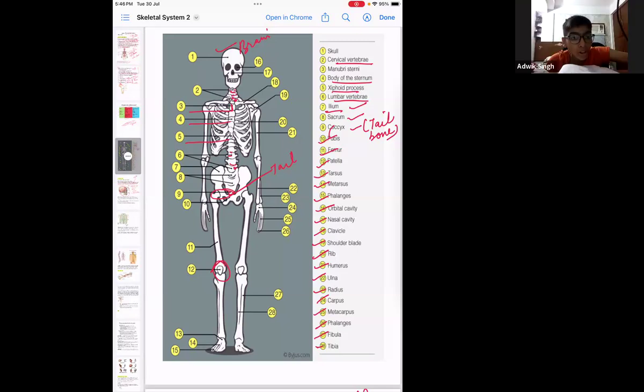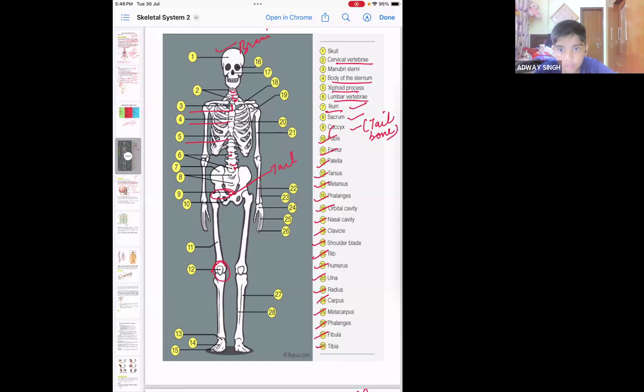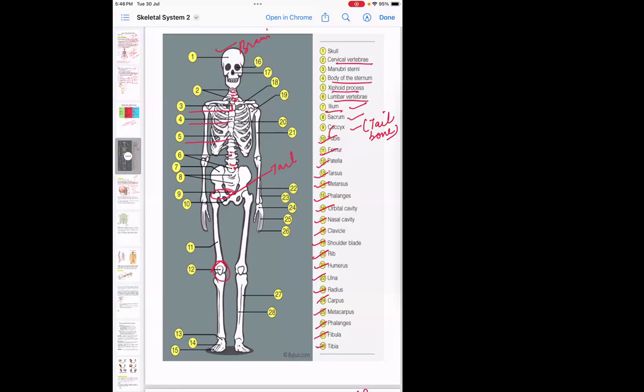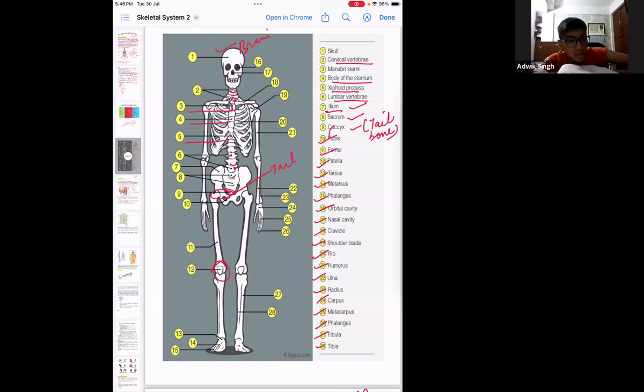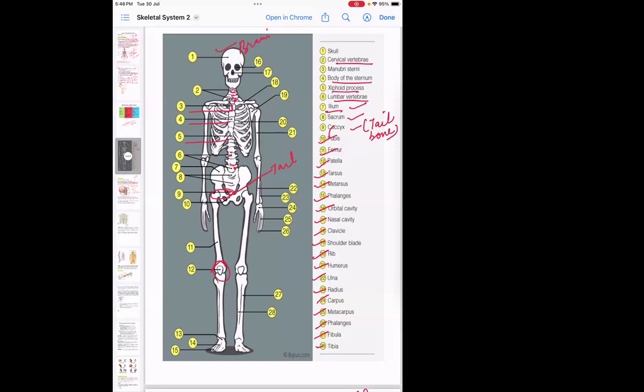Ma'am, can you tell the ninth word? Ma'am, can you tell the tenth word? The tenth word is pubis. Pubis. Okay. Ma'am, what is the ninth word? The ninth one is coccyx. Coccyx. Okay, ma'am.